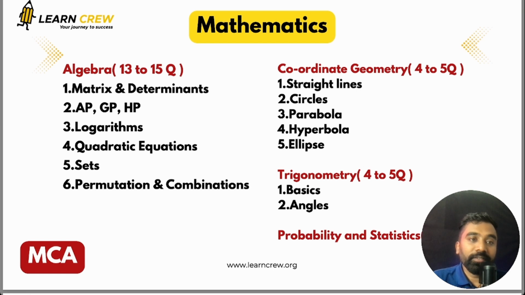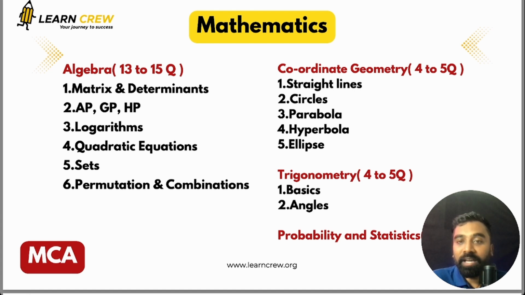The first one, algebra. Under this, you'll be having around 13 to 15 questions, matrix and determinants being the main topic. Then AP, GP, HP, logarithms, quadratic equations, sets and permutation combinations. If you are thorough with these concepts, it should give you a solid 15 to 20 marks easily out of the 40 marks what you have, right? So this is the main weightage what you have.